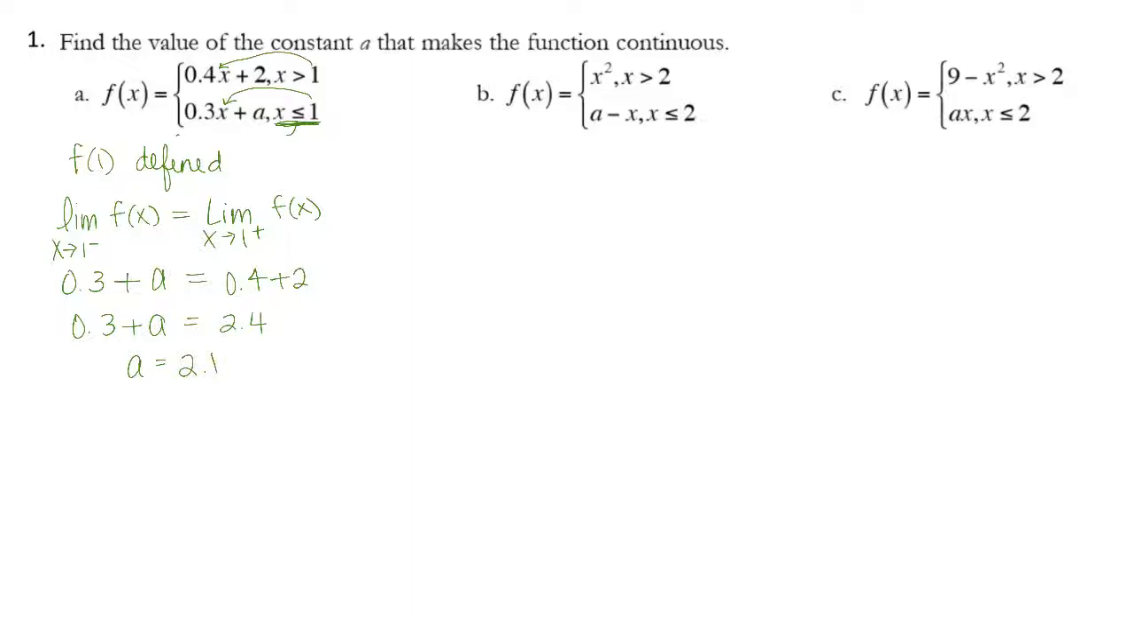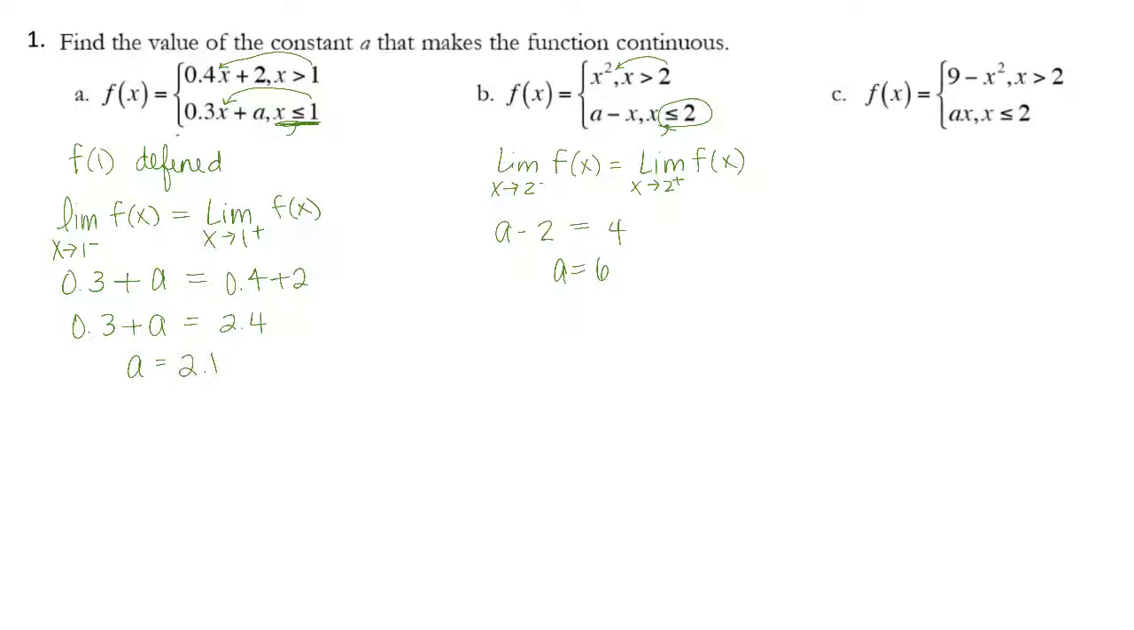Again, same scenario here, and we do see that f at 2 is going to be defined. So let's go ahead and address the limit from the left. So the limit as x approaches 2 from the left of our function has to be equal to the limit as x approaches 2 from the right of our function. And the limit from the left, all these values that are less than 2. So that means I'm going to have a minus 2 equals, and then on the other side, if I sub in a 2, I'm going to have 4.